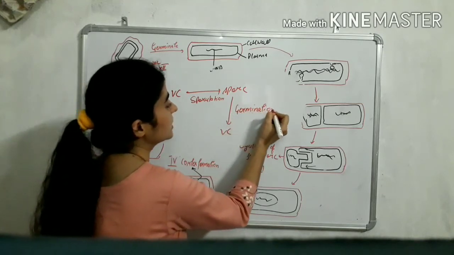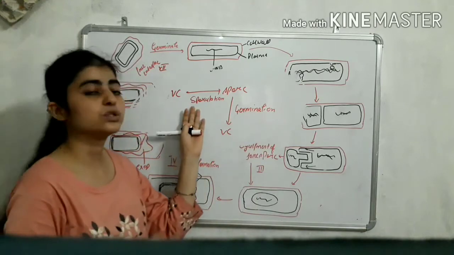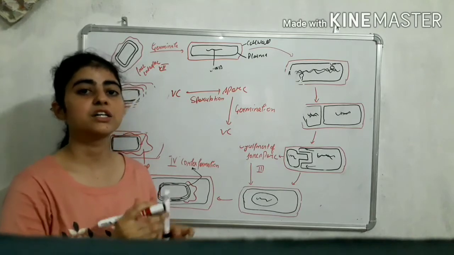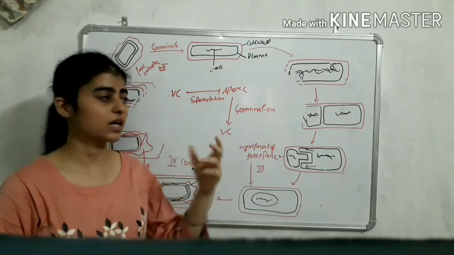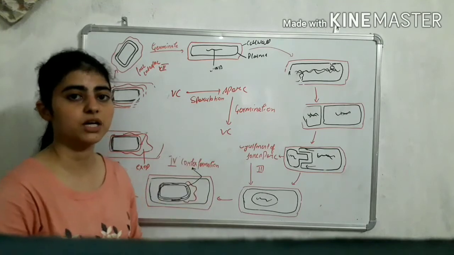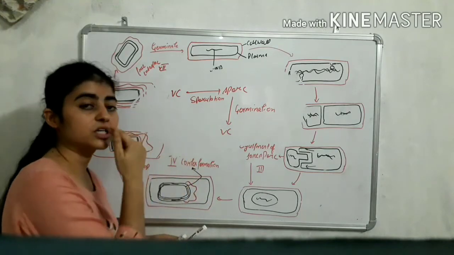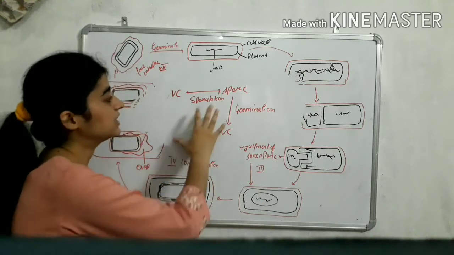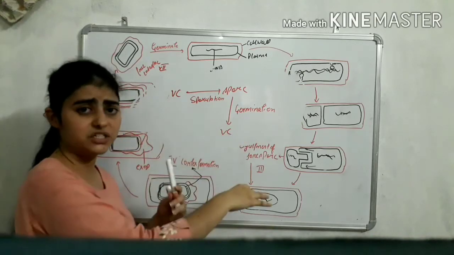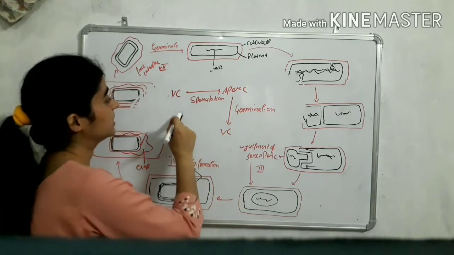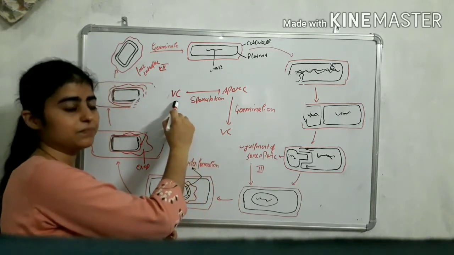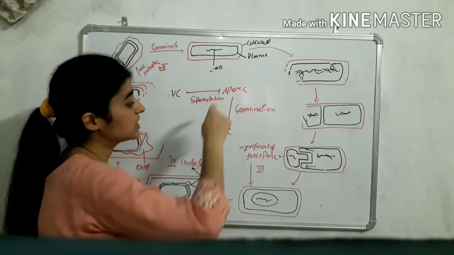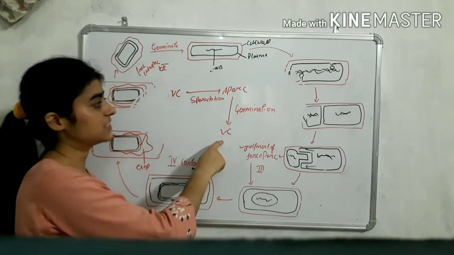One more thing that is very important: it is not a process of reproduction. Sporulation is confused with reproduction, but it is not reproduction. In reproduction there is a division of cell, but here there is nothing like division. What is happening here? There is one vegetative cell, it is converting into a spore, and again that spore is converting into a vegetative cell.